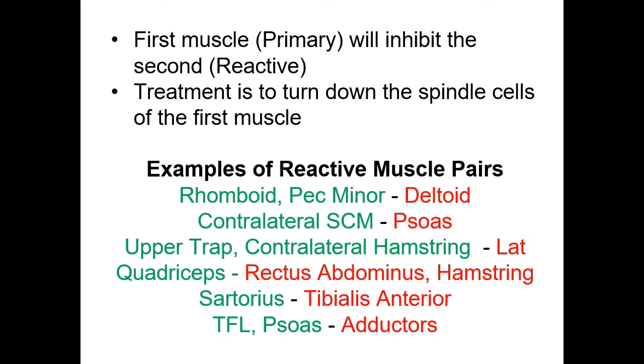These examples could be the rhomboid or pec minor muscle being the primary muscle, causing the deltoid muscle to be inhibited. The contralateral SCM muscle, causing the psoas muscle to be inhibited. The upper trapezius or contralateral hamstring muscle, causing the lat muscle to be inhibited. The quadriceps muscle, when contracted, causing the rectus abdominis or the hamstring muscle to be inhibited. The sartorius muscle, when contracted, causing the tibialis anterior muscle to be inhibited. And finally, the TFL or psoas muscle, when contracted, may cause the adductor muscles to be inhibited.